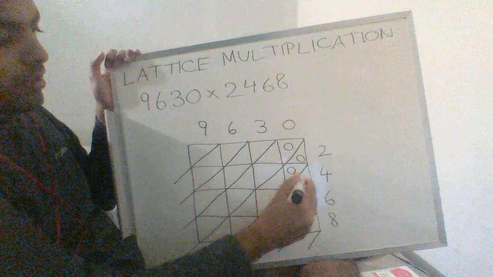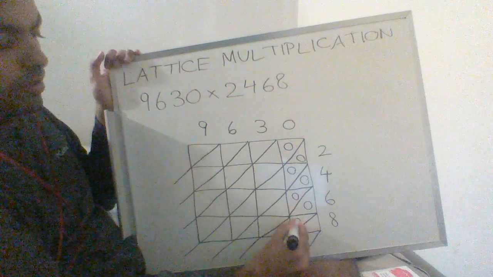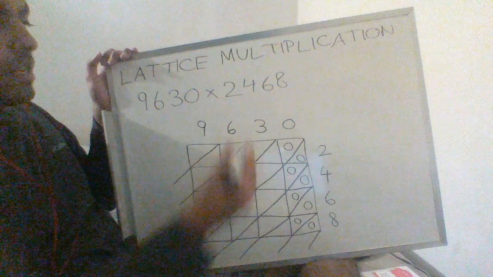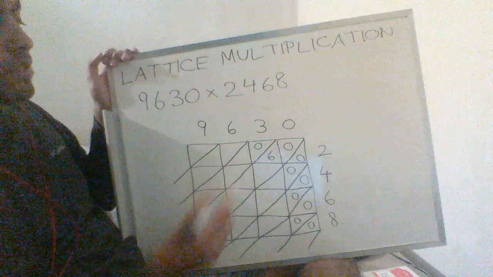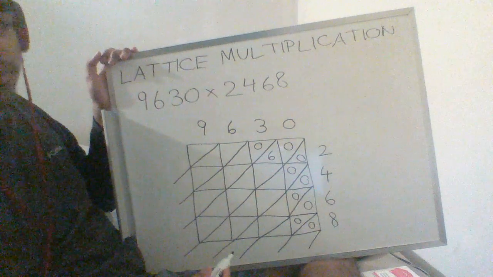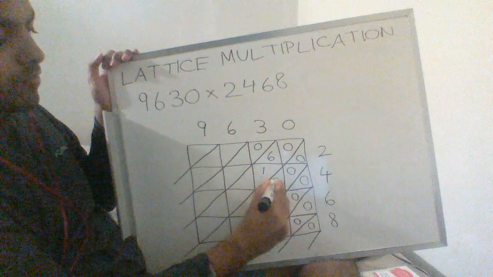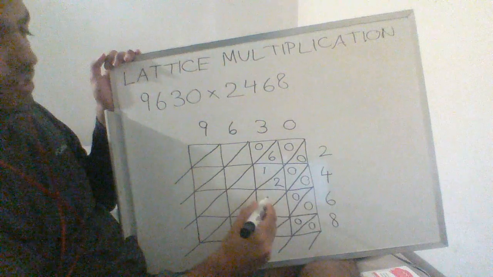0 times 2 is 0, 0 times 4 is 0, 0 times 6 is 0, and 0 times 8 is 0. So we've got a whole bunch of zeros there. Now we do 3 times 2, which is 6. So that's a 0 in the tens column, and then a 6 in the ones column. Then we do 3 times 4 is 12. So that goes there. 3 times 6 is 18.